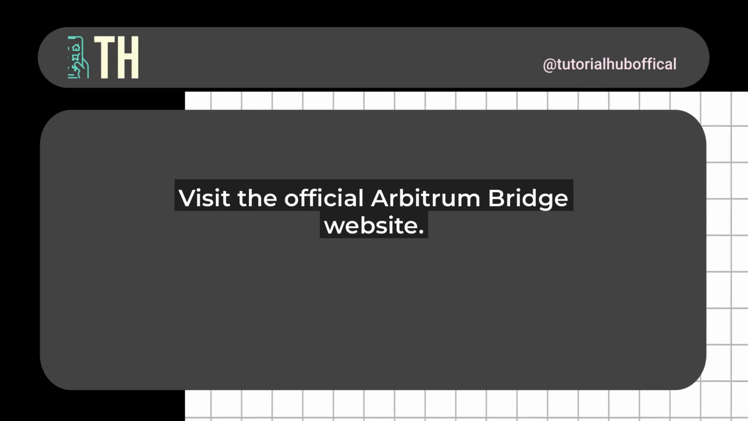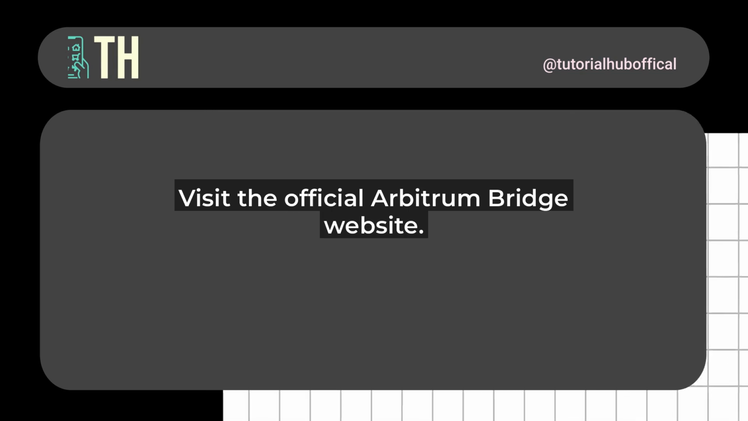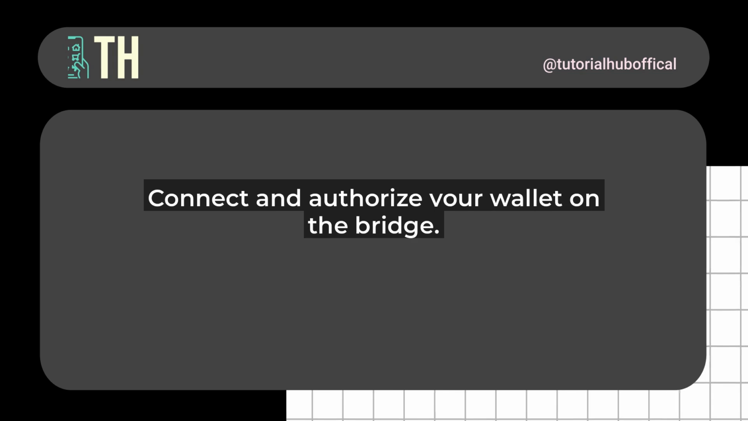Step 1. Connect your wallet to the Arbitrum Bridge. Click on the Connect Wallet button. Select your wallet from the options and authorize it. This links your ETH on the Ethereum mainnet to the bridge interface.